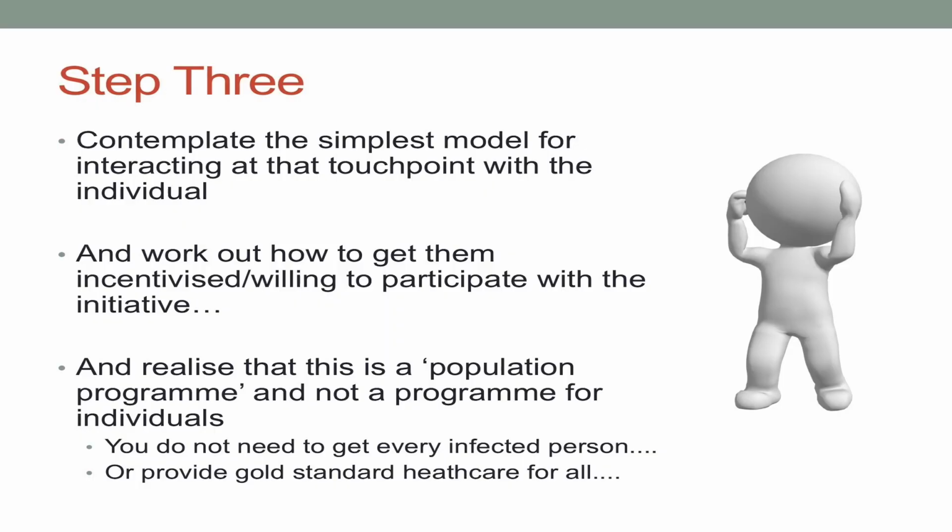Step 3, in retrospect, was to contemplate the simplest model. It's quite easy, when you're sitting down with a piece of paper, to get these complicated models. Actually, simpler is best. And work out what the incentives are. It could be financial incentives, it could be many other incentives to get people to engage, both staff but also the potential clients, with your initiatives.